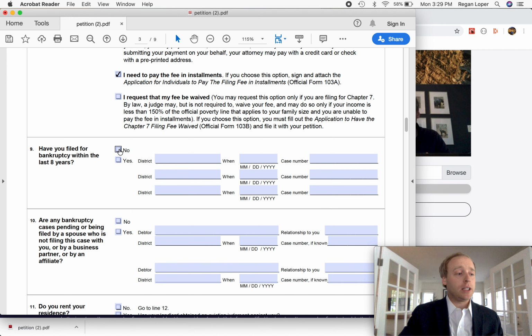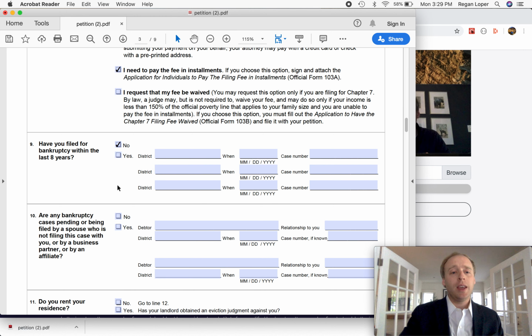So in her case, she had not filed a bankruptcy proceeding in the past 8 years, and she selected no. If you have, again, this is one of those areas that you'd probably need to do a little more research, maybe consult with a bankruptcy attorney and figure out, is this something that's going to prohibit you from filing? Because if it is, it's something you would certainly want to know about.